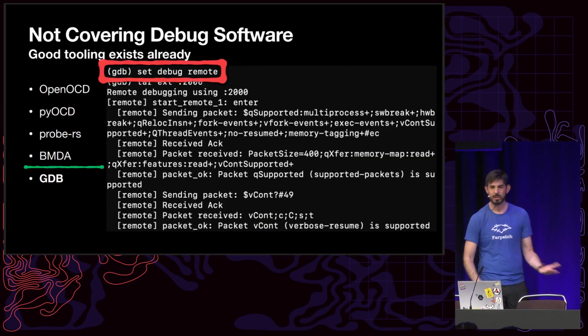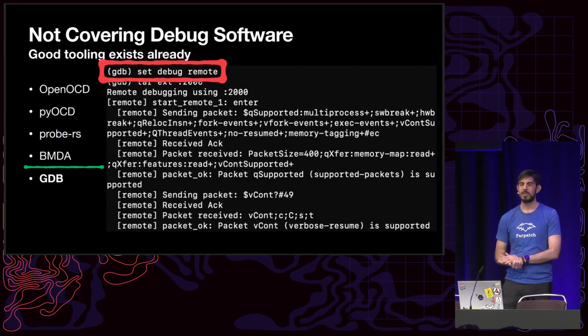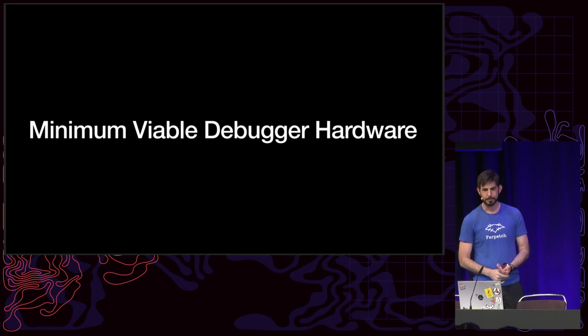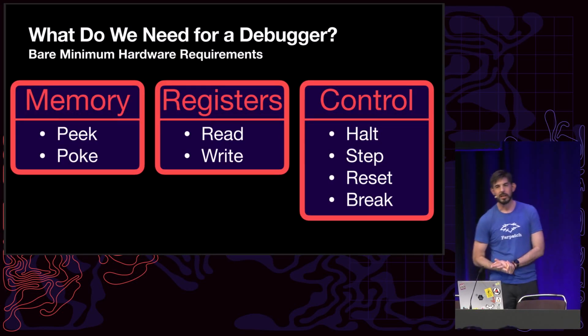We're also not going to cover software. There's lots of good existing software today. I mentioned OpenOCD, there's Python's PyOCD, probe-rs, and the Black Magic Debug application, and these all talk to your probe and provide a GDB server. If you want to know what GDB is doing under the hood, you can run the command set debug remote, and then you can see the actual protocol as it is going along. If you want to learn more, give that a shot, and you can learn what is going on under the hood. So with that, let's talk about the minimum viable debugger hardware.